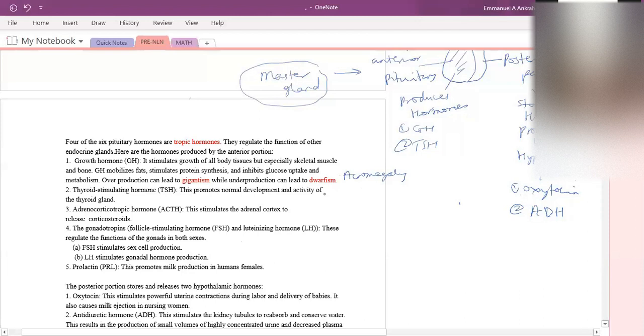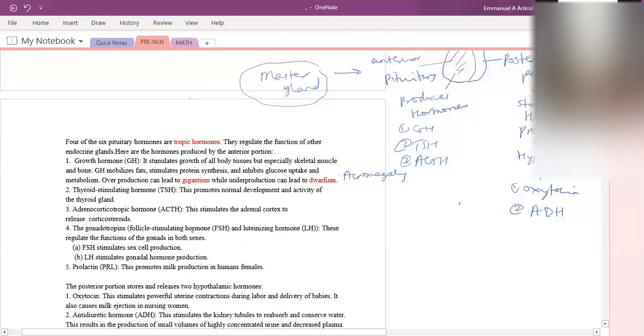So, thyroid stimulating hormone. See, thyroid. So that tells you what it does. Then the other one is the ACTH, adrenocorticotropic hormone. That one stimulates the adrenal gland, the cortex of the adrenal gland, to release the cortisols, the stress hormones. And we'll talk about that soon.